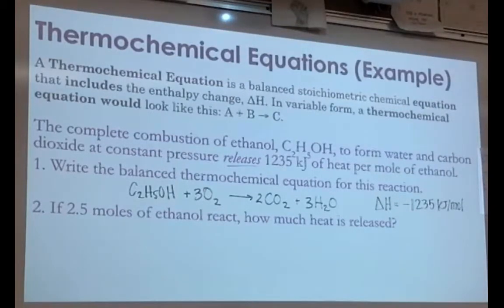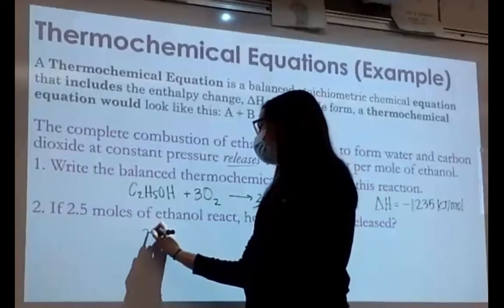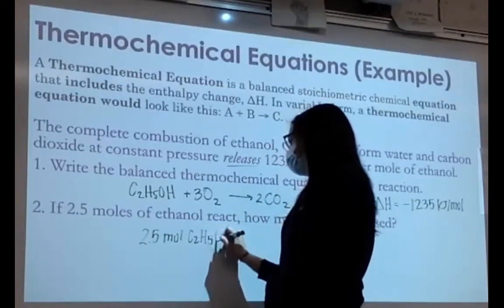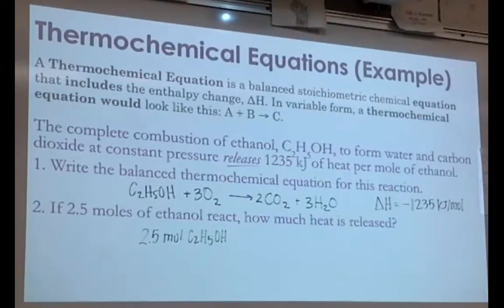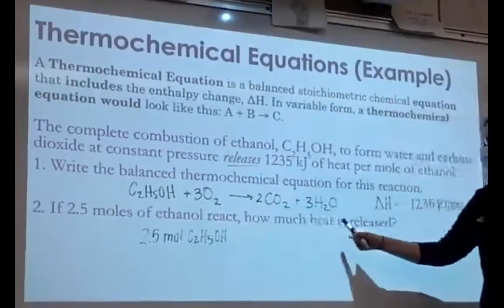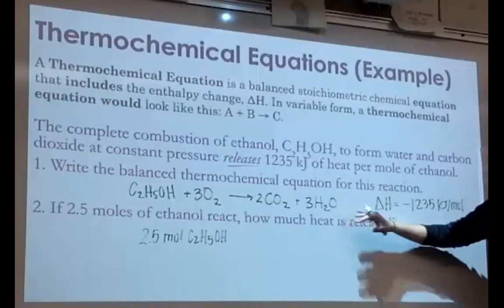So number 2 says if 2.5 moles of ethanol react, how much heat is released? Now some people can look at this and kind of think about it in their head, but I'm going to show you how we set it up. So my given information is 2.5 moles of ethanol. My given information is already in moles, so I don't have to worry about converting to moles. Now it's asking me to go from moles of a substance to heat. I can use this balanced equation, just like I would with stoich.